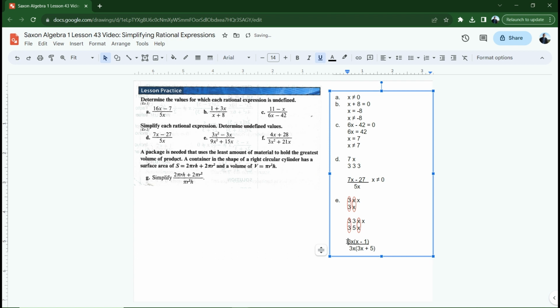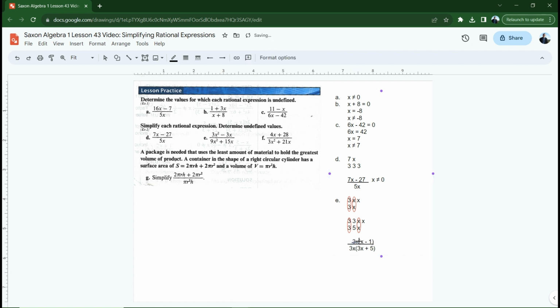Okay, and that is how we do it. So this is my new fraction. Now, do I have the same thing on the top and the bottom of the fraction? Any factors that are the same? X minus 1 is a factor, but I don't have any x minus 1s on the bottom. 3x plus 5 is a factor, but I don't have any 3x plus 5s on top. But I do have a 3x here and a 3x here that are going to cancel because I have the same factor on the top and the bottom.